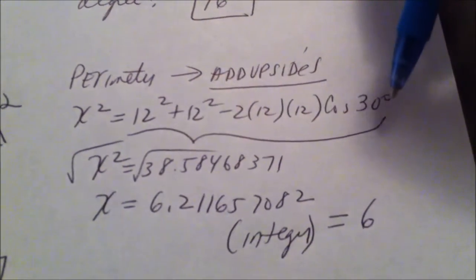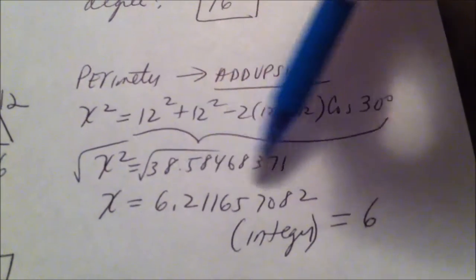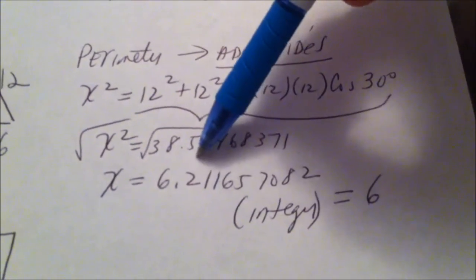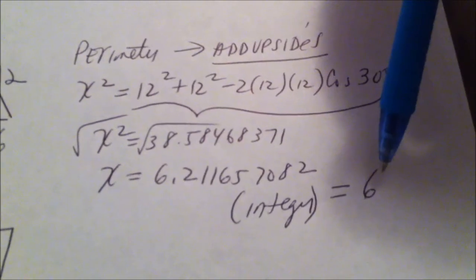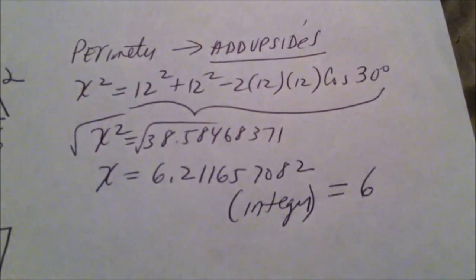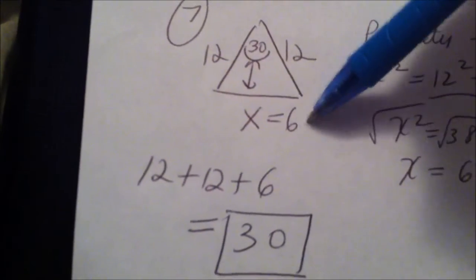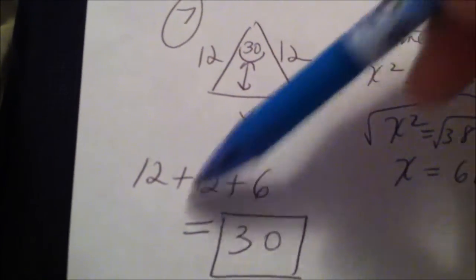Type this in exactly the way it is, in one shot, and then to get x by itself, you take the square root of both sides. Now to the nearest integer it will be 6. So now I take that 6, and I add up all the sides, and I get 12 plus 12 plus 6. This happens to be 30. So this is the perimeter.